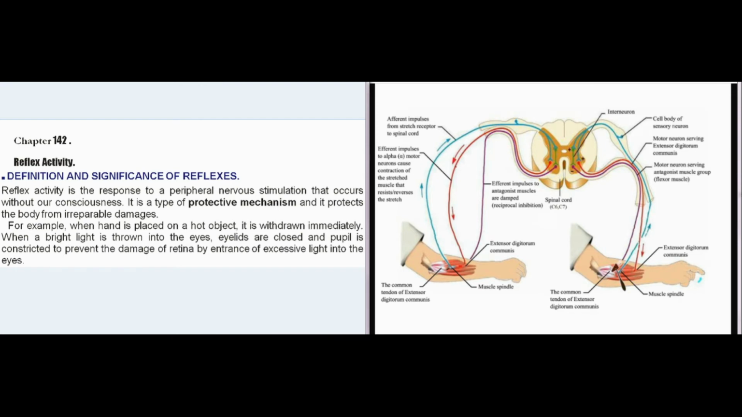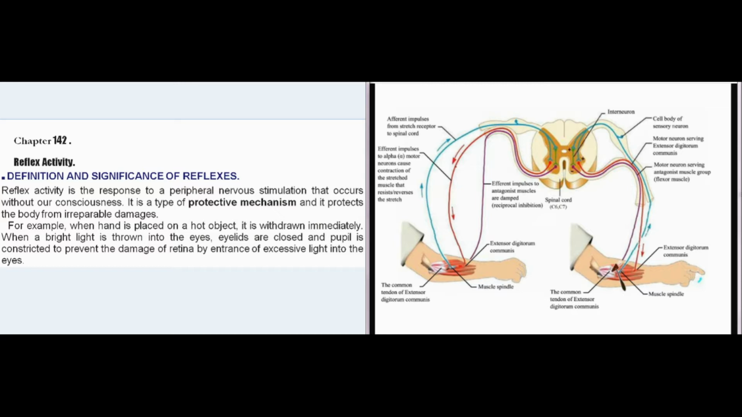Chapter 142. Reflex Activity. Definition and significance of reflexes. Reflex activity is the response to a peripheral nervous stimulation that occurs without our consciousness. It is a type of protective mechanism and it protects the body from irreparable damages. For example, when hand is placed on a hot object, it is withdrawn immediately.